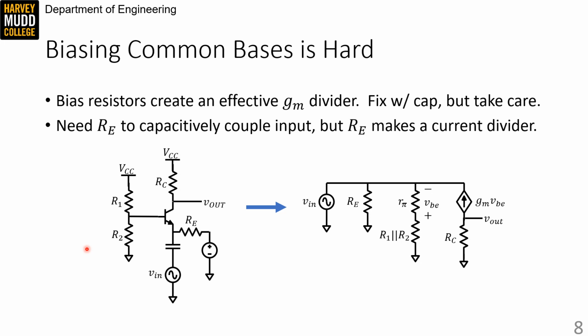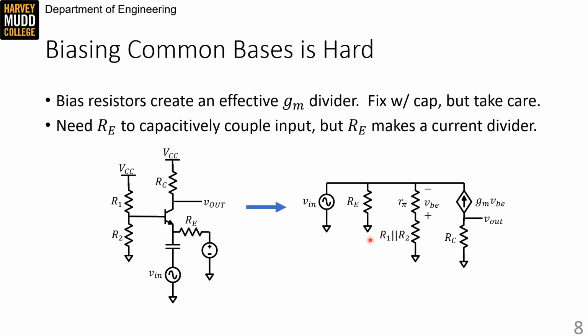In addition, if we need to bias the emitter of the amplifier, as seen down here, then that emitter resistor shows up as a current divider in our small signal model. You might be tempted to set RE to 0 and just hook a voltage source up to the emitter, but that would mean your input to the amplifier, your emitter, is small signal grounded, so that doesn't work.